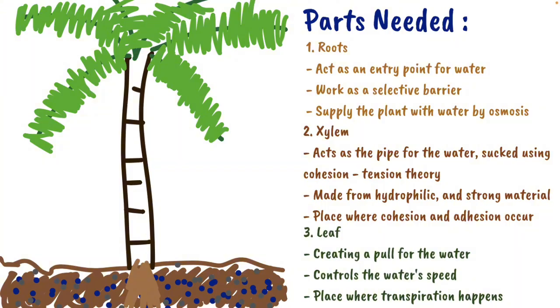Now, the third major part is called the leaves. Leaves create a pull for the water because they are responsible for controlling the water speed. And this is the place where transpiration happens.